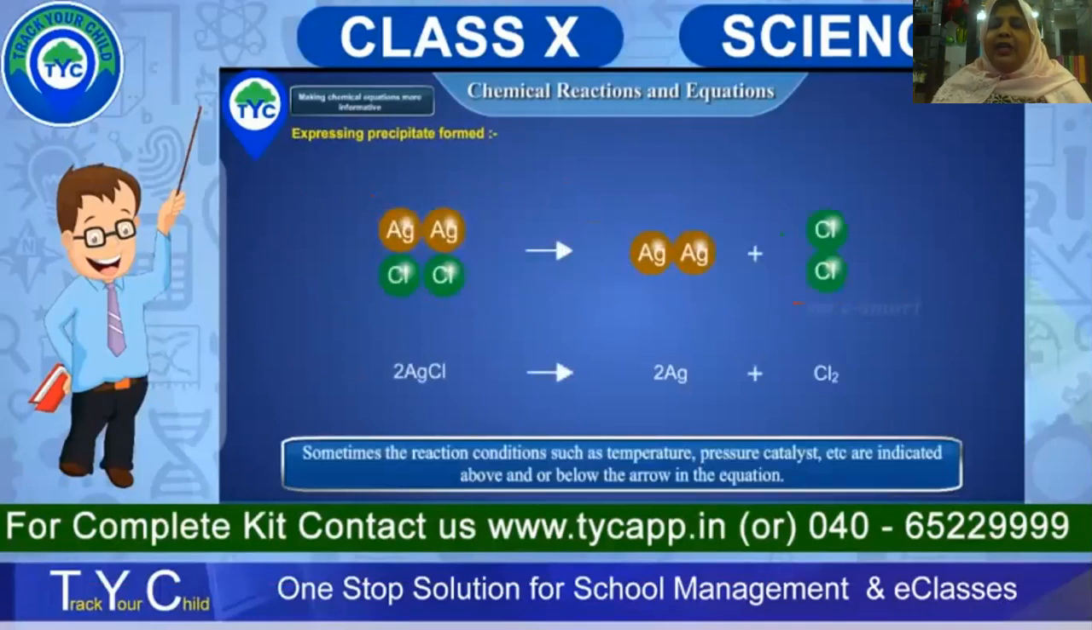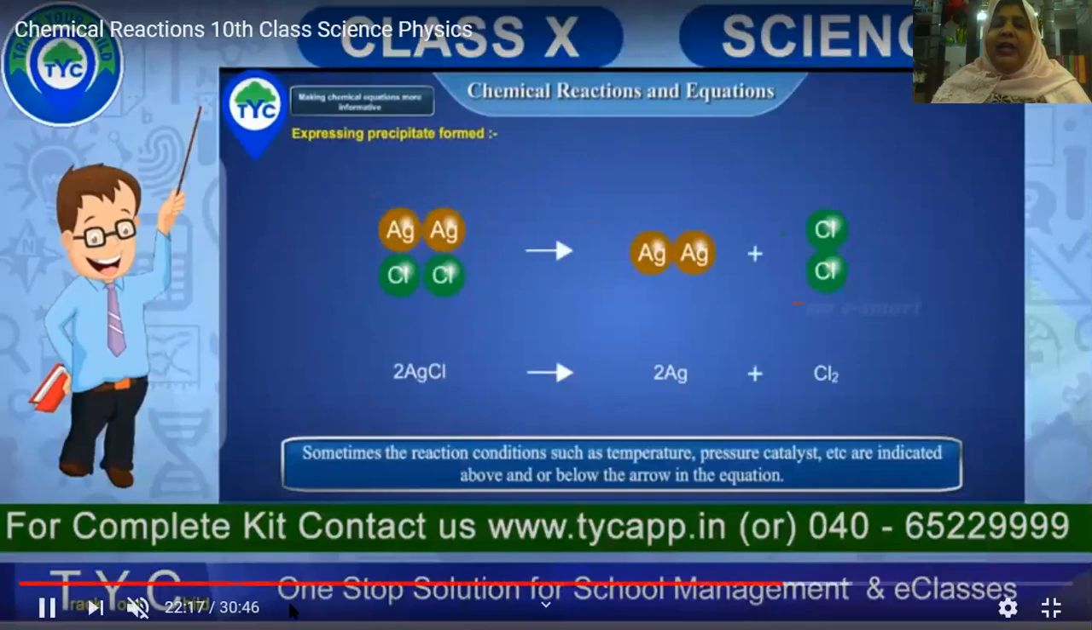Sometimes the reaction conditions such as temperature, pressure, catalyst, etc. are indicated above and below the arrows in the equation. When you do a science project, you know that there are variables. So these are the constant variables which do not take any part, like a catalyst. There is something called a catalyst; sometimes magnesium is used as a catalyst in the reaction. So what does a catalyst do? A catalyst enhances the rate of reaction without itself undergoing any change.